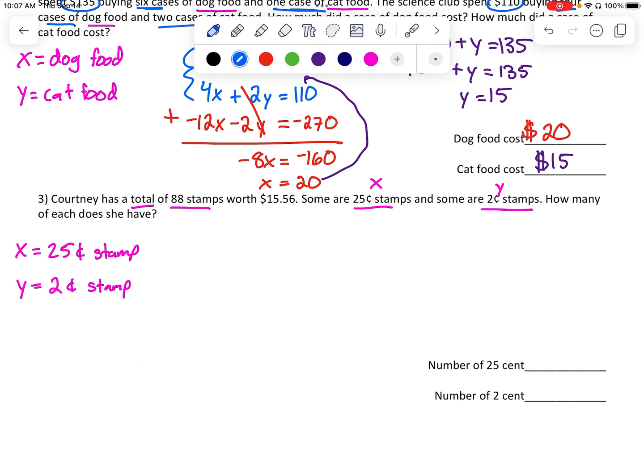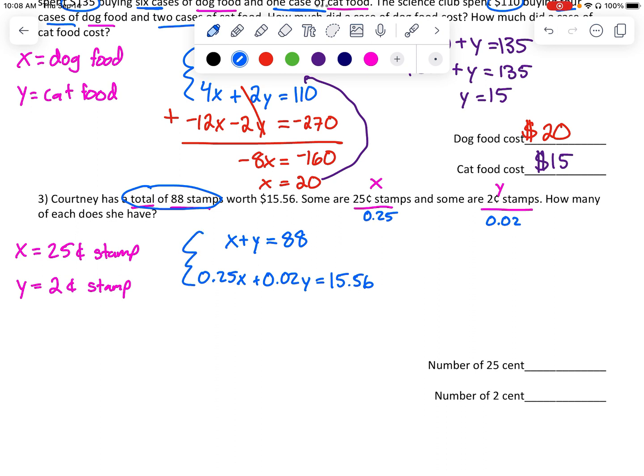So for our equations, they did give us a total. So when they give us a total, we can just do X plus Y equals that total. And then we've got money. So for the cents, 25 cents is 0.25 and 2 cents is 0.02. So we've got 0.25x plus 0.02y equals 15.56.